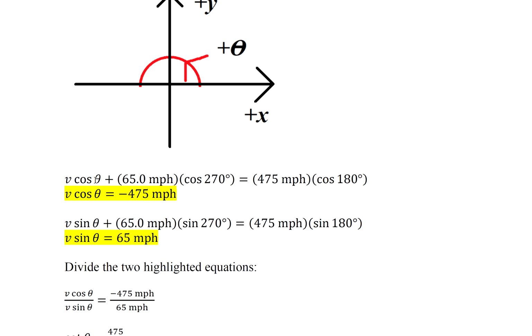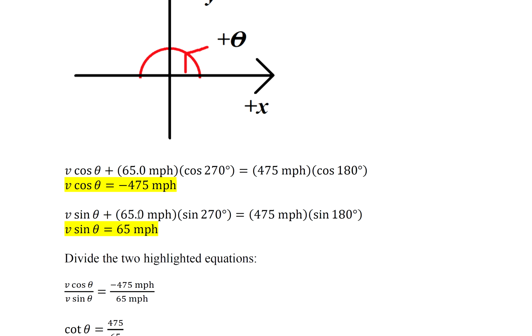So this is what we get. V cosine theta plus 65 cosine 270 equals 475 cosine 180. So this first term, V cosine theta, is for the plane on the x-axis, or the horizontal motion. 65 cosine 270 is the velocity of the wind in the x direction, the horizontal direction. And 475 cosine 180 is for the horizontal direction, the sum.